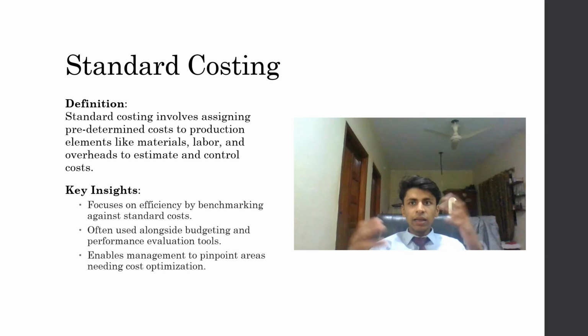The variance between the actual costs and the measured performance is analyzed to understand the efficiency and the effectiveness of the operation. Standard costing is widely used to control costs, plan budgets, improve decision making in businesses.